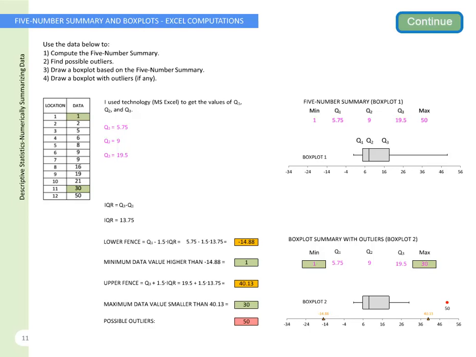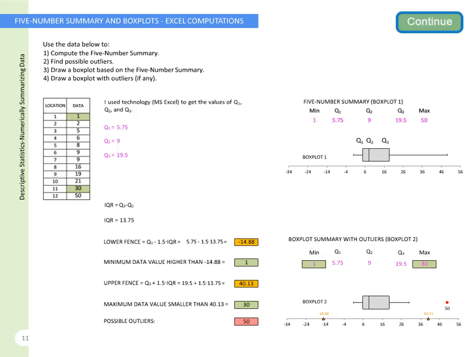Based on the 5-number summary, you can draw a box plot. On box plot 1, the lower whisker goes from the first quartile to the minimum data value, 1. The upper whisker goes from the third quartile to the maximum data value, 50.